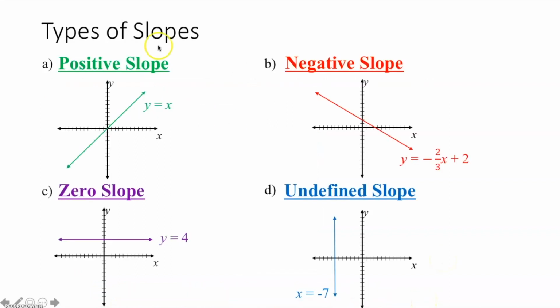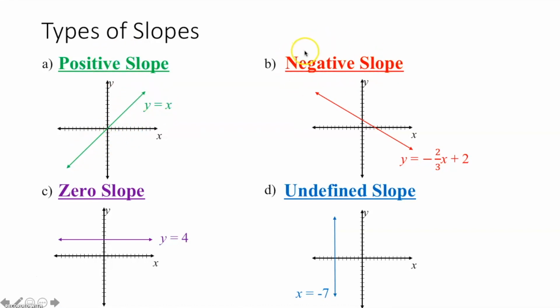Now there are 4 different types of slopes. The first would be a positive slope. A positive slope occurs when your function, your graph, is increasing as it's going to the right. So it's going up and to the right. And you can think about it this way: as your x values are increasing, your y values are also increasing. That gives you a positive slope. For example, this line y is equal to x has a positive slope.